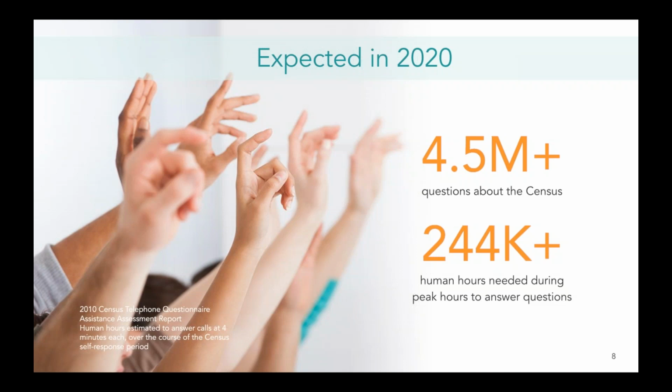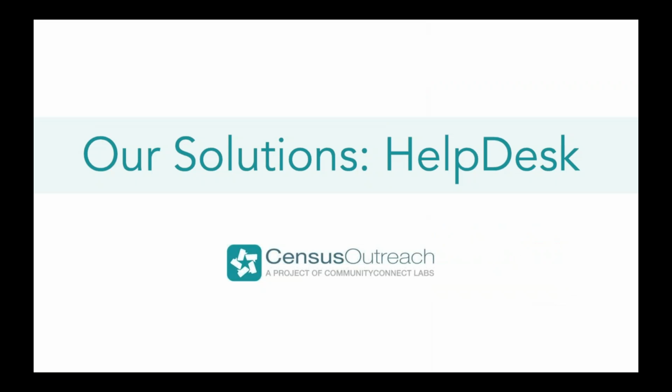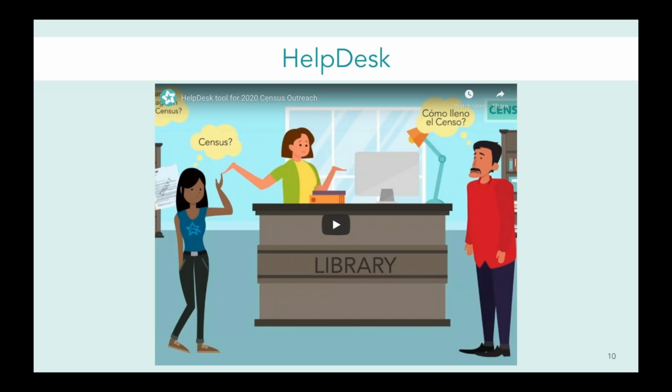Some of those questions are, where can I get my paper form? Because this will be the first time that this will be a digital invitation that many people will receive. Other common questions are, if I am biracial, how do I fill out this form? So we developed our first solution, which is the Census QA help desk. And now I'm going to show you a quick video about how this works.